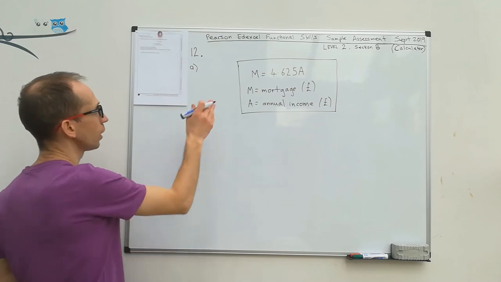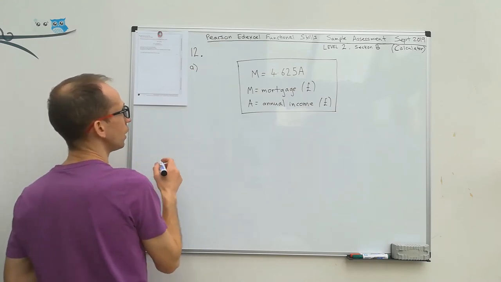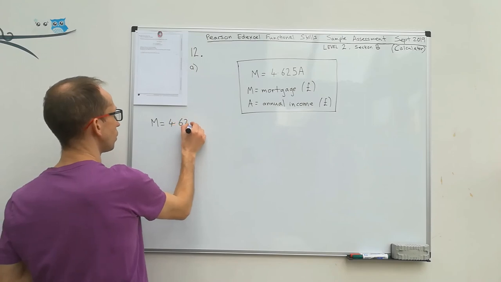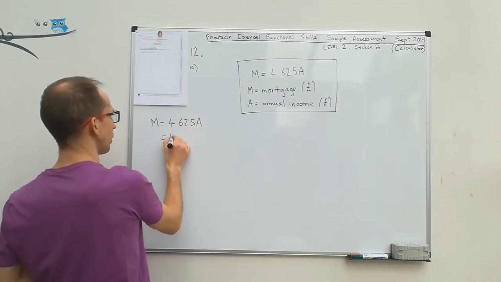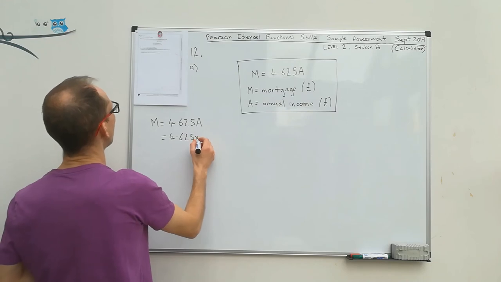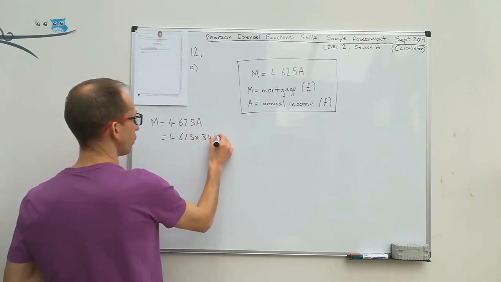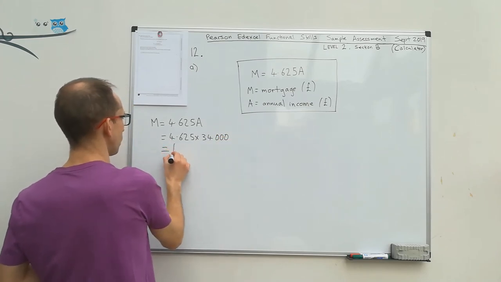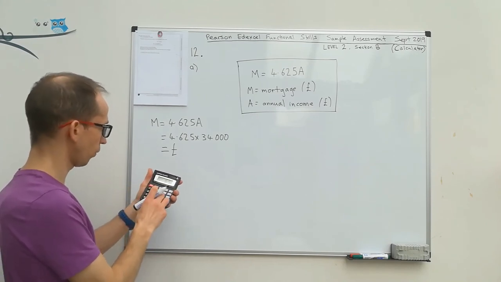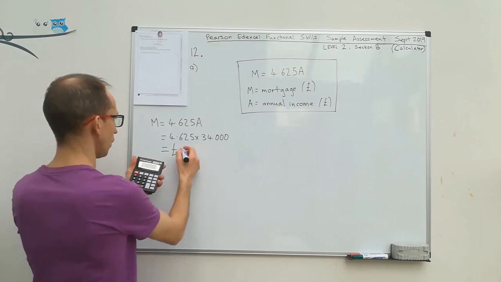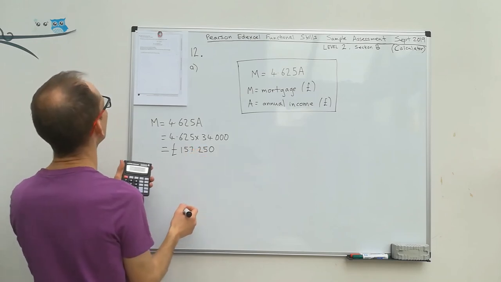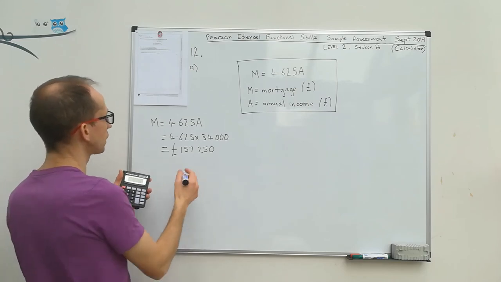Okay, so first of all, let's work out what the mortgage is going to be. So I'll write it under here. M equals 4.625A. Well, that's going to be 4.625 multiplied by the annual income, which is 34,000. And if I use my calculator, 4.625 times 34,000 gives me 157,250.